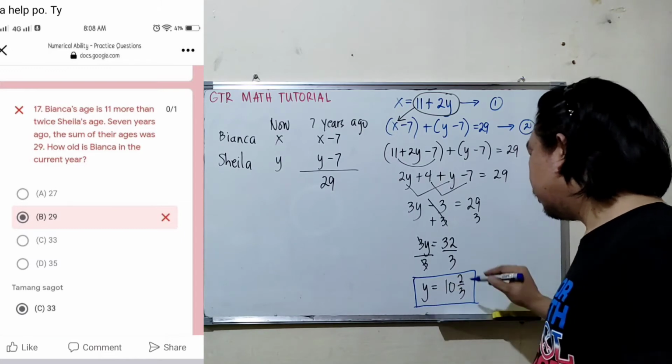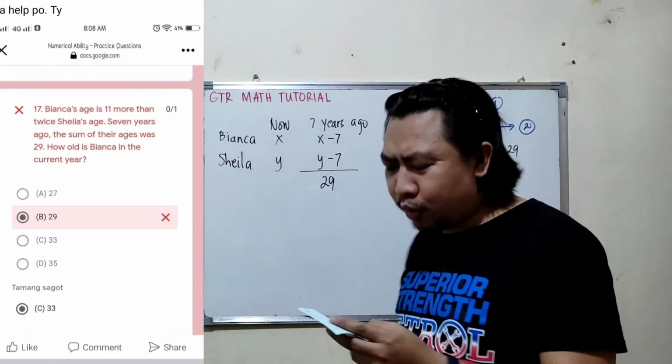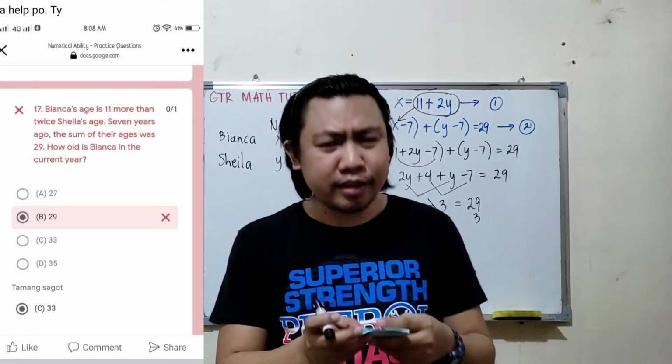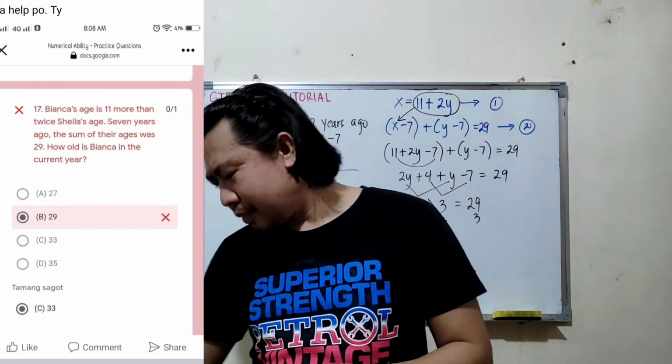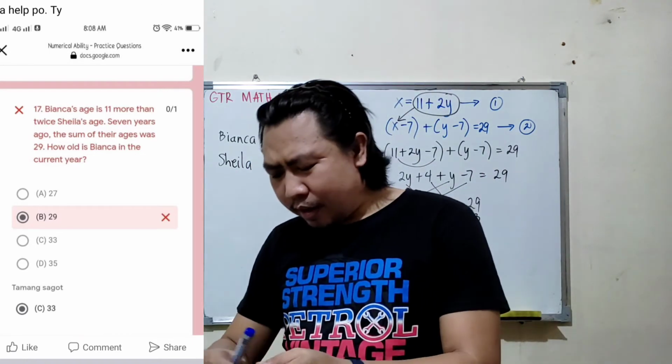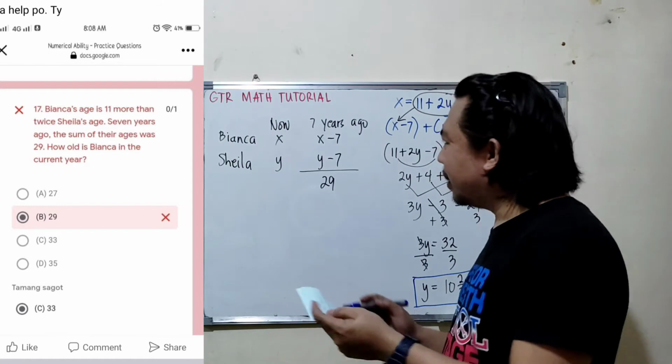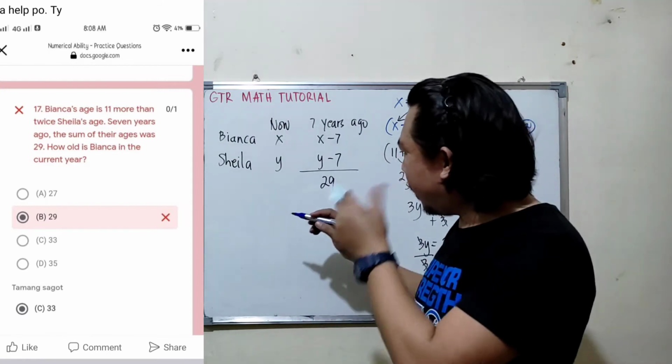Kaya, wala yung tamang sagot. Ang nasa choices ay 27, 29, 33, 35. I-check natin isa-isa, para malaman natin na kahit alin diyan sa apat, hindi sasakto. So, try muna natin si 27.